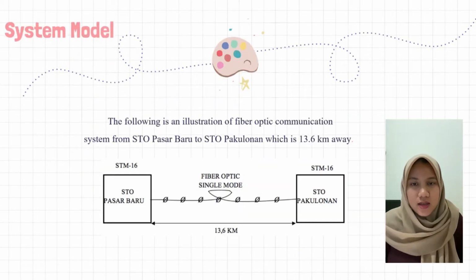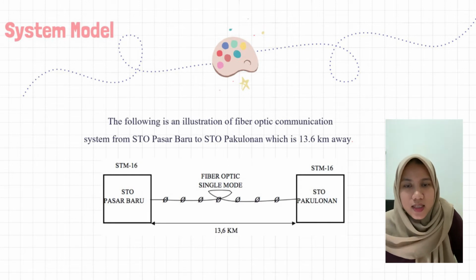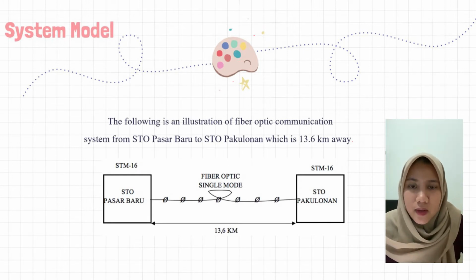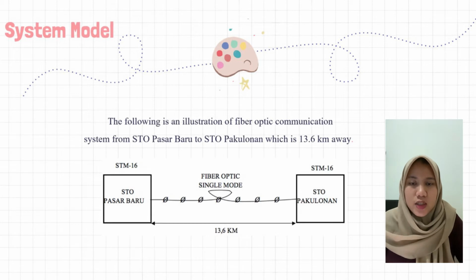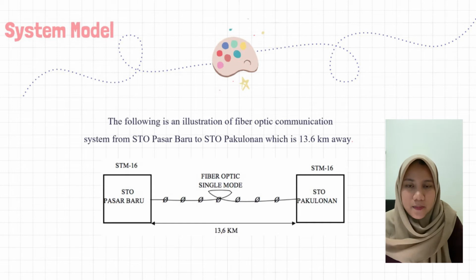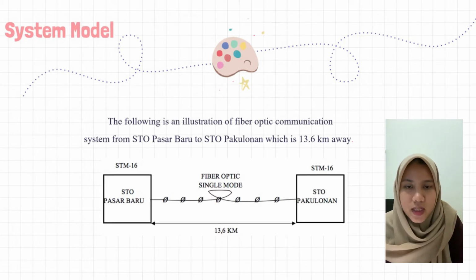Now we will discuss the system model. The route we choose is STO Telkom Pasar Baru in the city of Tangerang to STO Telkom Pakulonan in South Tangerang. The following is an illustration of the fiber optic communication system that is 13.6 km long. STM16 was chosen because it is based on user needs in the region, which is 2.5 Gbps. The speed is the SDH ITU-T fiber optic transmission standard.